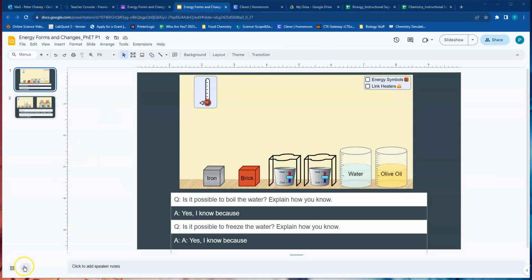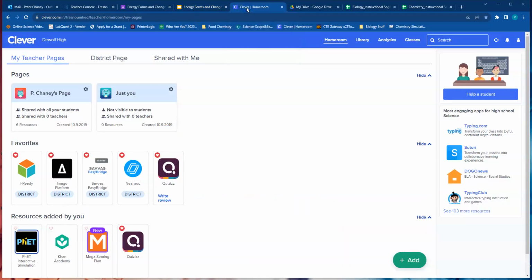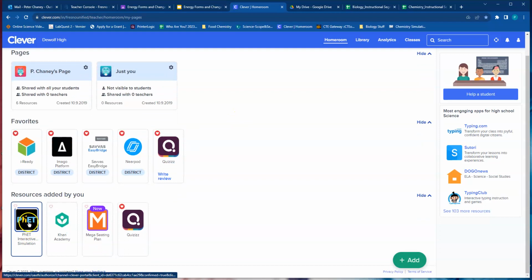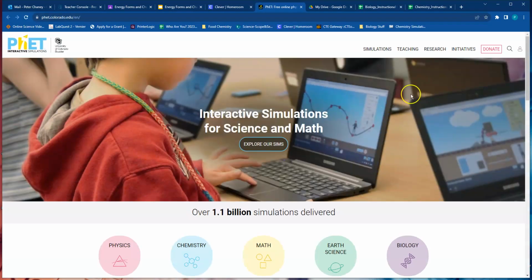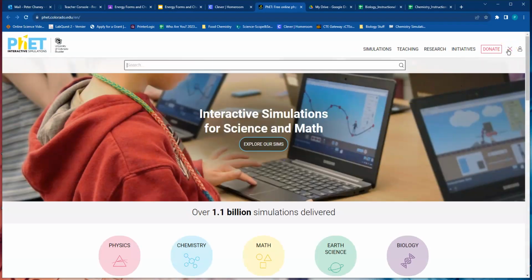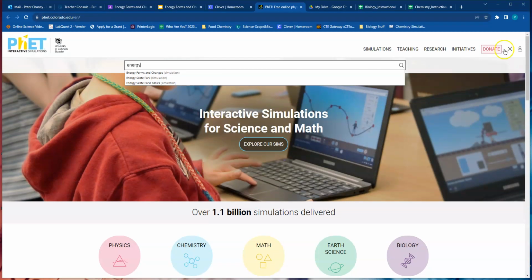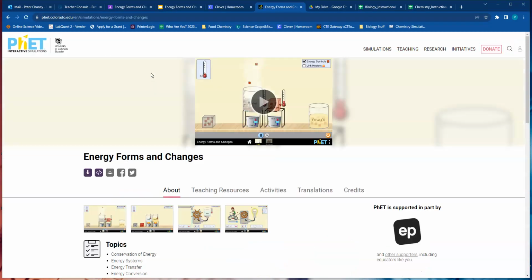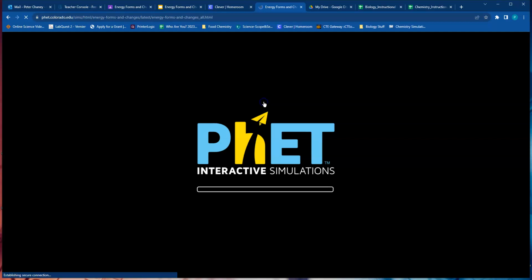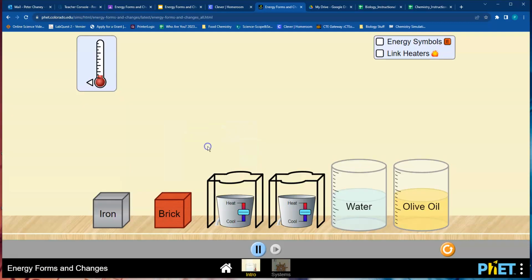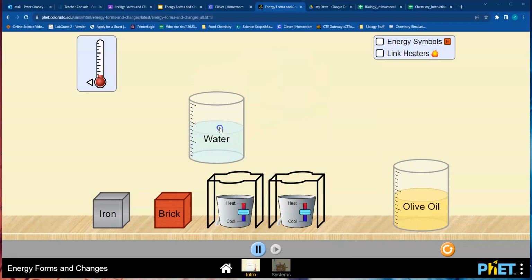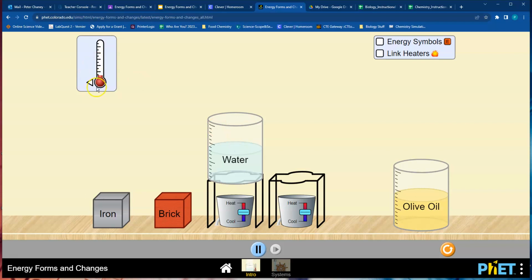We go to Clever, and you will see my teacher page, Mr. Cheney's page, and we're going to go to the PhET Lab, and we're going to go to Energy Forms and Changes. We're going to press play, and we're going to do the intro part. The intro part is with water, and we're going to find out if we can boil this thing.